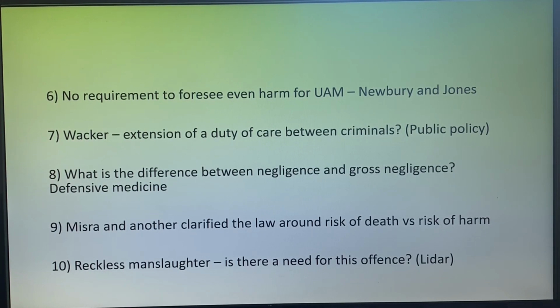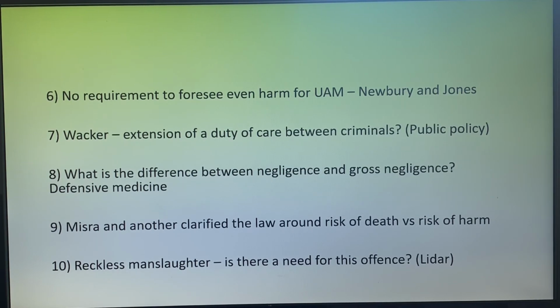Number 8, what's the difference between negligence and gross negligence? Obviously, there's no clear definition apart from Lord Mackay's "so bad as to be criminal", which is actually a circular definition. It's criminal if it's so bad as to be criminal. So it doesn't actually really work as a definition. Certainly we could do with some clarity, perhaps a statutory definition.